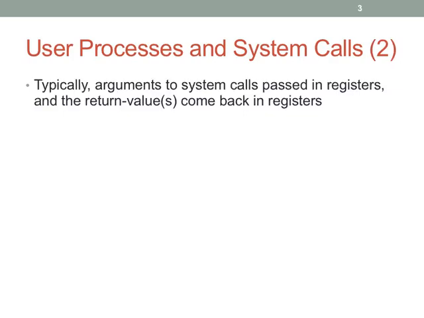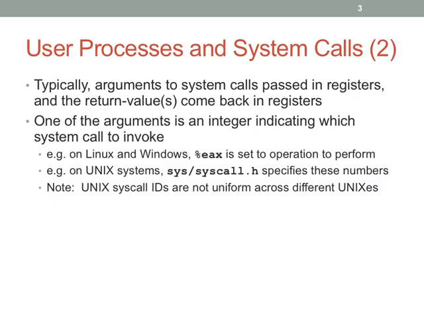Okay, so typically, like I say, they're passed in registers. Now remember, we're talking 32-bit, so even if you took CS24 last year and saw 64-bit stuff, we're talking about the E registers, not the R registers. So the arguments will be passed in registers. The first register will always be what operation am I performing. So that'll typically be in EAX, or on 64-bit, that's in RAX.